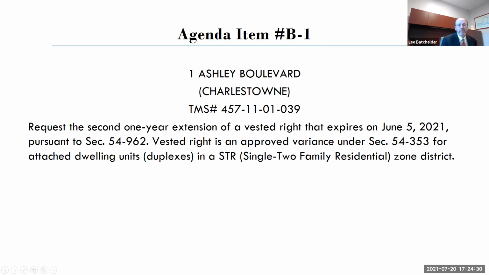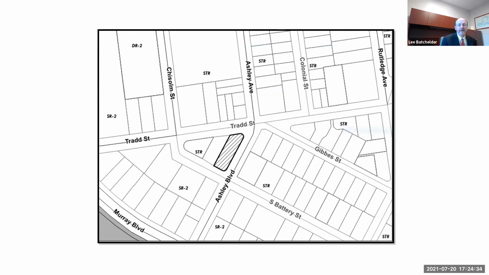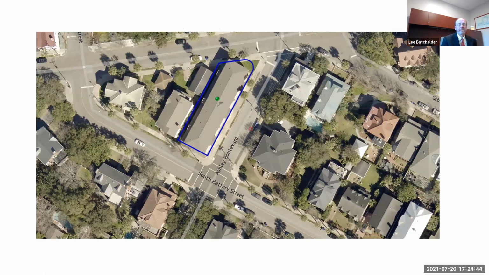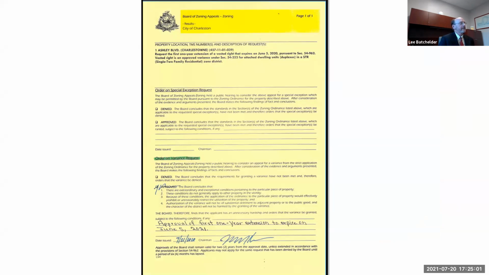Just to let you know, this is a property that sits between Trad and South Battery on the west side of Ashley Boulevard, zone residential. The building that occupied this property for many years had significant structural issues that had developed, and the BAR allowed the demolition of this building, so it was demolished, and plans were approved to build a new residential development on this property. And this is a copy of the last extension that was approved by the board just about a year ago.